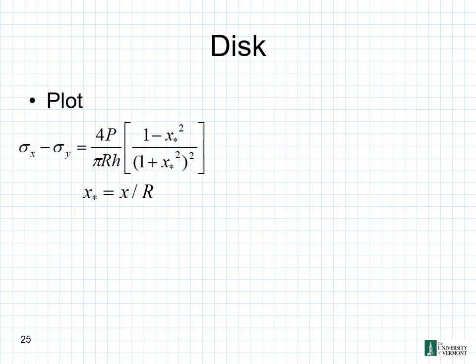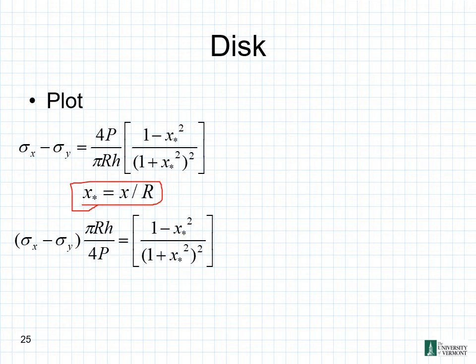So now we want to plot this here. So we have this relationship, our sigma x minus sigma y is equal to our 4p over our pi r h times, again, our 1 minus x star squared divided by 1 plus x star squared, again, where x star is given by this relationship here, x over r. What we can do now is we can take this right here, divide both sides by that, over here multiplying by the reciprocal of it, when we bring it over to the left side of the equation here. So now we have this relationship that was shown here.